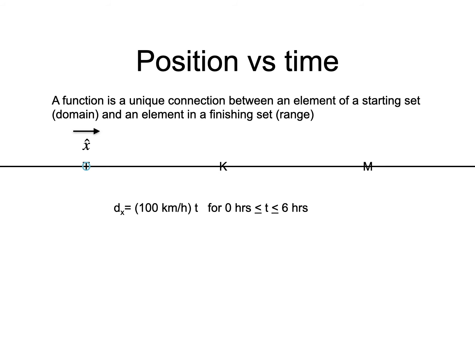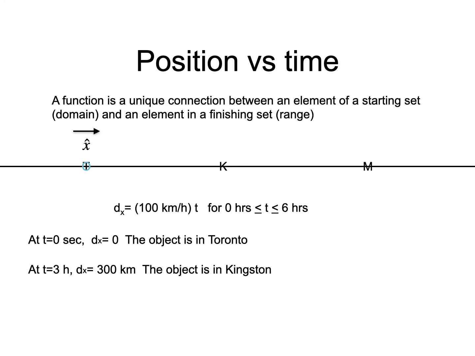Just to get a feeling for the trip, you can substitute a few values of time. If you substitute t equals 0, you get an x component equal to 0 kilometers, which is the origin, so in Toronto. At t equals 3 hours, the car is in Kingston. And finally, the car arrives in Montreal at 6 hours, which is 6 hours after leaving Toronto. Notice that if you were dealing with a two-dimensional problem, the x and y components of position would each need to be associated with a function of time.